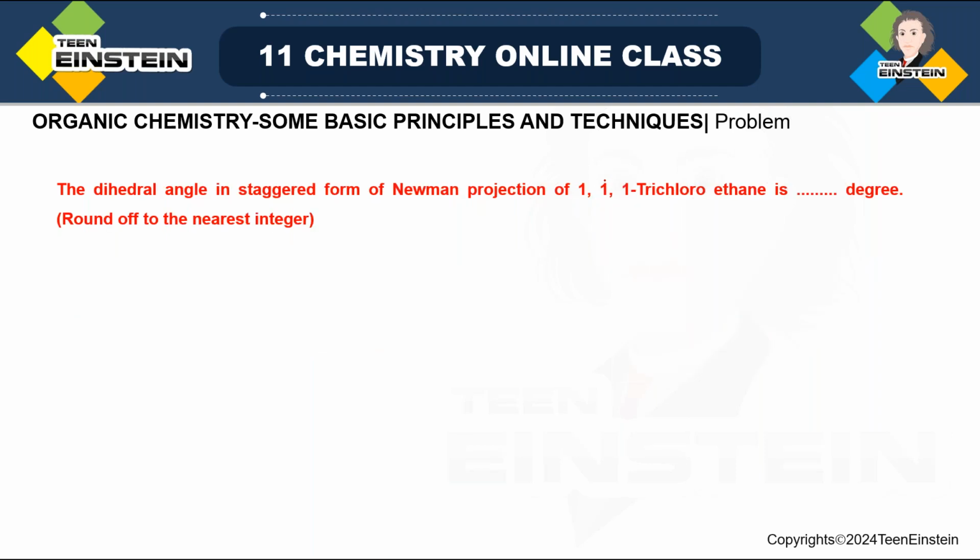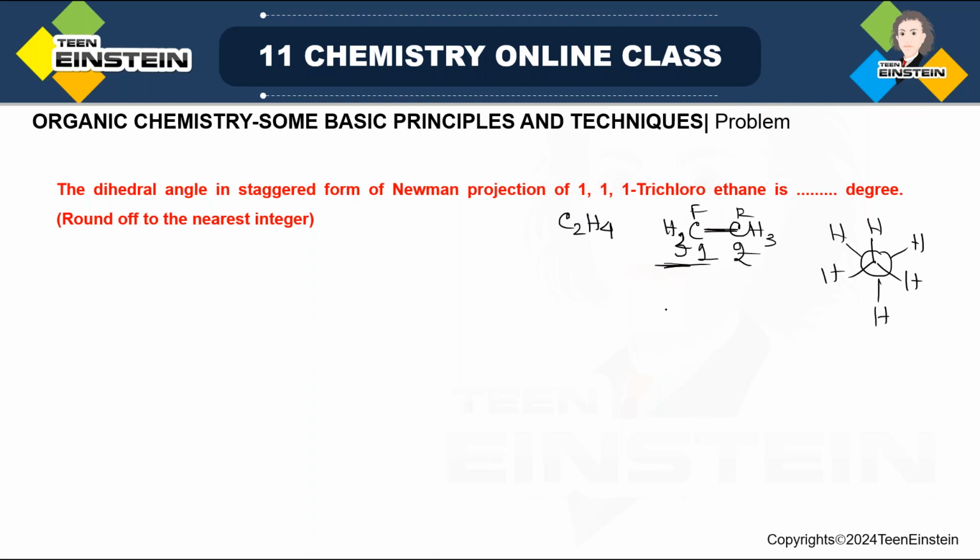The dihedral angle in the staggered form of the Newman projection of 1,1,1-trichloroethane. Now ethane is what? Ethane is C2H6, which you can write as CH3CH3, and when you draw the Newman projection, it is easy to understand. This will be your CC bond. Suppose this is the front carbon, this is the rear carbon. So when you draw the Newman projection, it should be like this. That is the staggered form. If I write, it should be like this. But now it is 1,1,1-trichloro. So this is number 1 carbon, this is number 2 carbon.